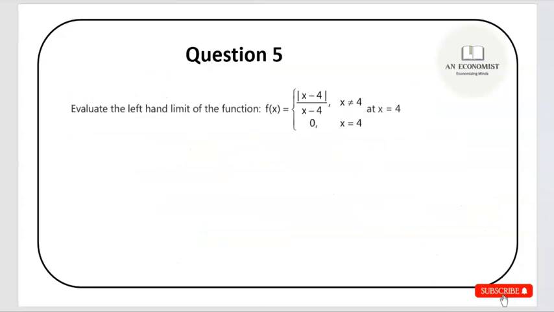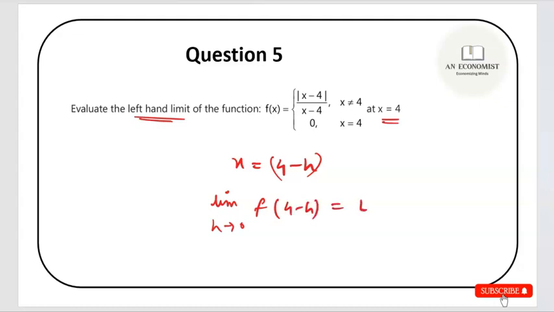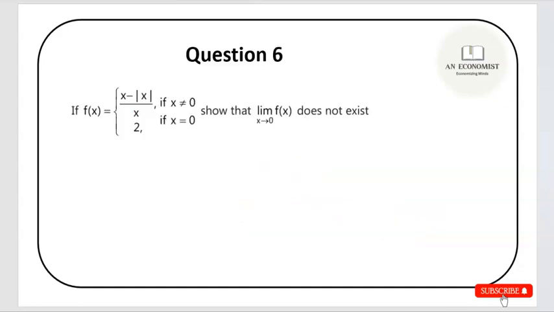Now this question is based on the left hand limit. I want to give it to you as homework. Please do this. Here the point is x equals to 4. So all you need to do is replace x by 4 minus h and then compute limit h tends to 0 f of 4 minus h, right? This will give you your left hand limit at the point x equals to 4. Why are we doing this? Because it is in the 0 by 0 form or indeterminate form.